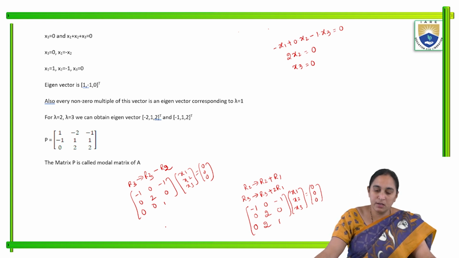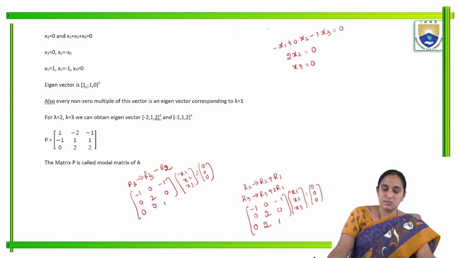From that we get x2 value as 0 and x3 as 0, and what about x1? We are substituting, then directly x1 is also 0. Okay, but it is not right, maybe wrong here. Minus x1 plus 0 into x2 minus 1 into x3 is equal to 0, 2x2 is 0, and x3 is equal to 0, and assuming x1 as k.